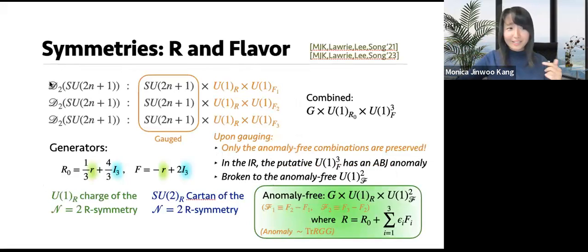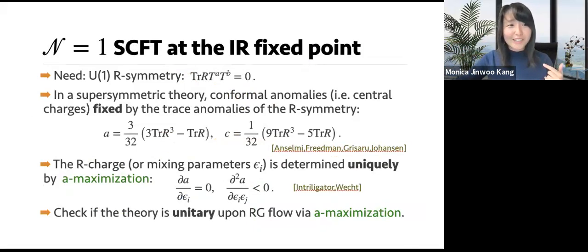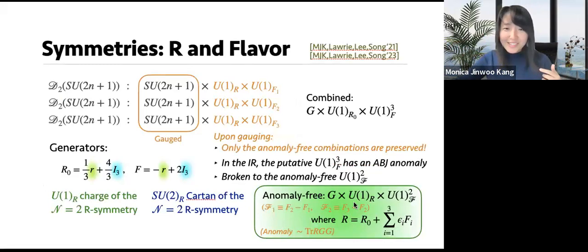Now, putting this together, I put that in green right here so that you can actually see how that is going to go. So the anomaly-free symmetry structure we're going to have is, now I'm going to put it as a new R, that's going to be mixing from this R_0 and all the flavors. So this is going to be the a-maximization uniquely determined. And this will be the leftover U(1)^2 that you're going to have. And this F has two things, that's combinations of original three different Fs. And of course, the anomaly is trace R G G, and this is going to be our now IR flow in N=1 superconformal field theory.